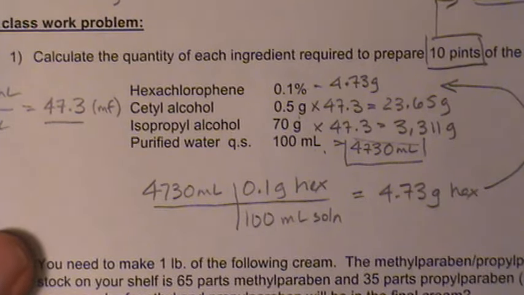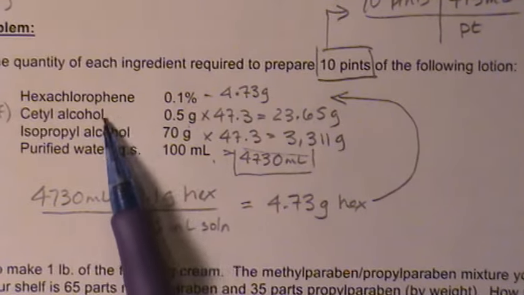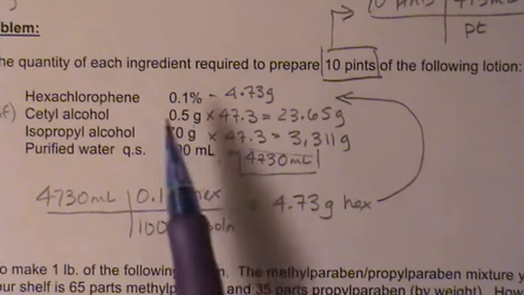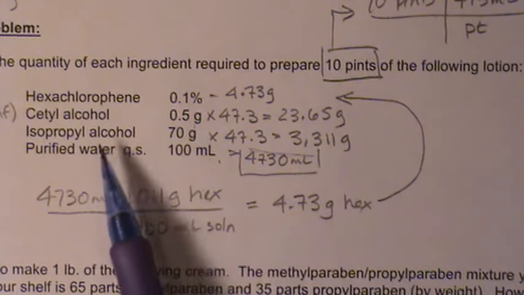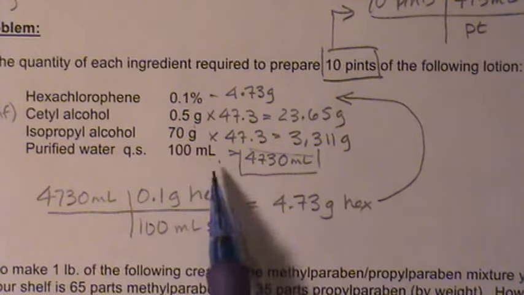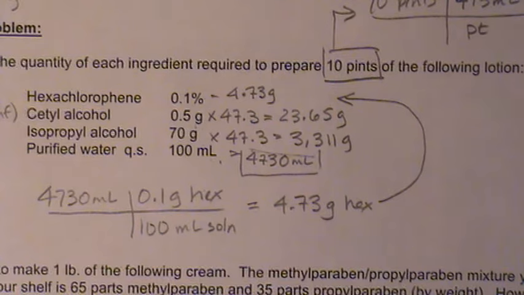So there you go. There's the answer. Calculate the quantity of each. You would need 4.73 grams of the hexachlorophene, 23.65 grams of acetyl alcohol, 3,311 grams of isopropyl alcohol, and you would just QS then, or add enough water after you put those in a big beaker to make 4,730 mils, and you have exactly what you want. Okay? All right.